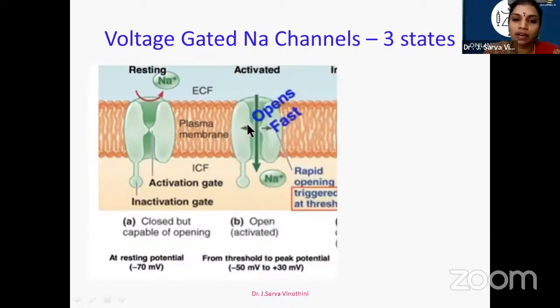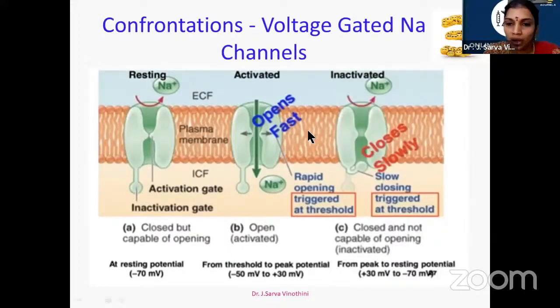When a depolarizing current comes in, this voltage gate is stimulated and opens fast. At the same time, the time gate is also stimulated. So when the depolarizing current comes, the voltage gate opens very fast and it also stimulates the time gate to close. This closure occurs very slowly. So in the intervening time, the channel is said to be in the activated state, where it allows sodium to enter into the cell. After approximately 1 millisecond, irrespective of whether this is closed or not, the time gate comes and closes.